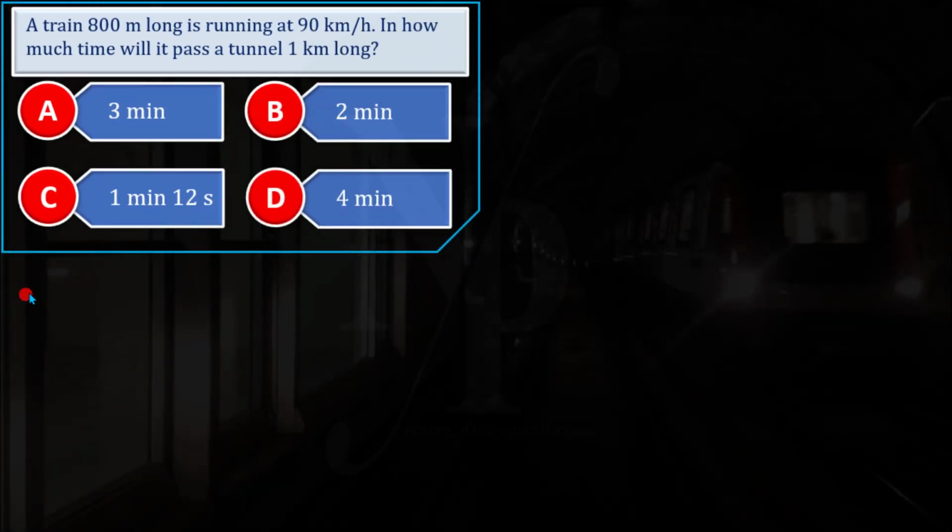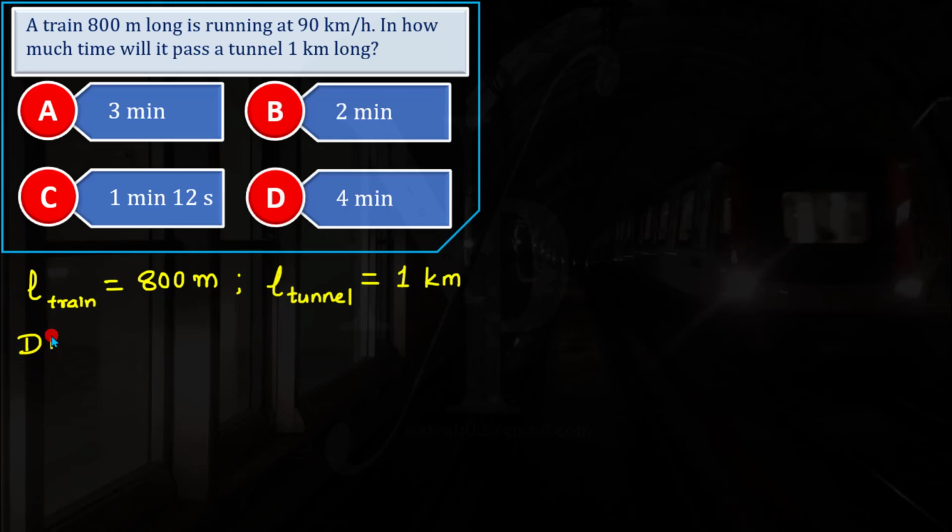Let us record the given data here. Length of the train, L train, is equal to 800 meters. Length of the tunnel, L tunnel, is equal to 1 kilometer. So the total distance will be 1 kilometer plus 800 meters, which will be 1.8 kilometers. So the total distance traveled by the train, I write just distance. Distance traveled by the train will be equal to 1.8 kilometers.